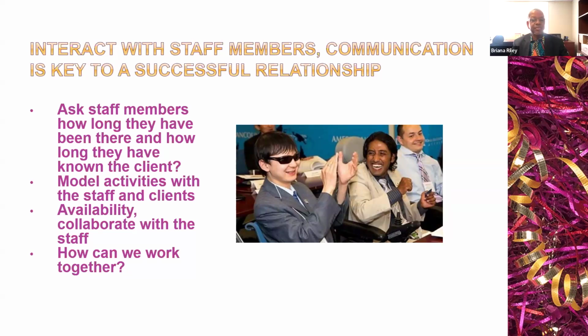their input. Model activities that the staff can actually do with the clients. Availability, collaborate with the staff, okay? When they know you're there to help them and you kind of unveil yourself to them, they'll be willing to work with you more. My director calls it money in the bank, okay? So how can we work together? And sometimes you have to build that trust.